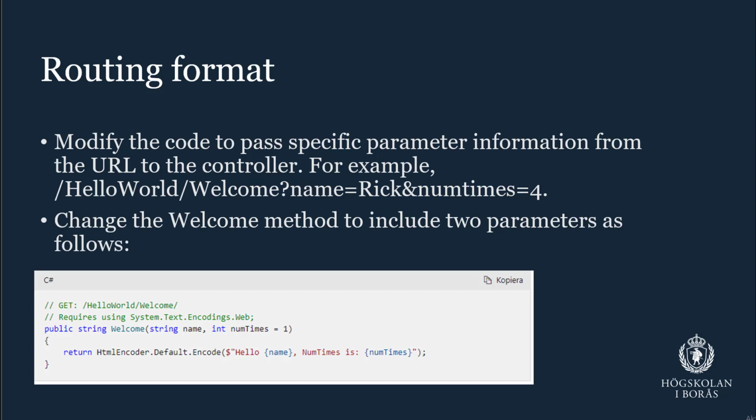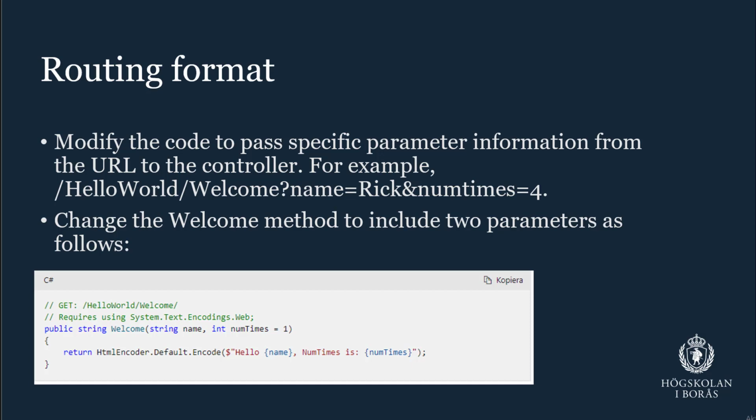And down below here we have the illustration of the changes we want to perform for our welcome action on our Hello World controller. So first of all, the welcome action still returns a string, and we want in our parameter list to take as input for this action a string name and an int number of times, which is set with a default value of 1 in case we do not receive any other value.